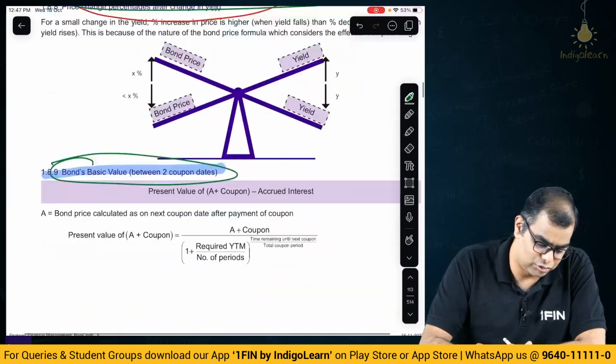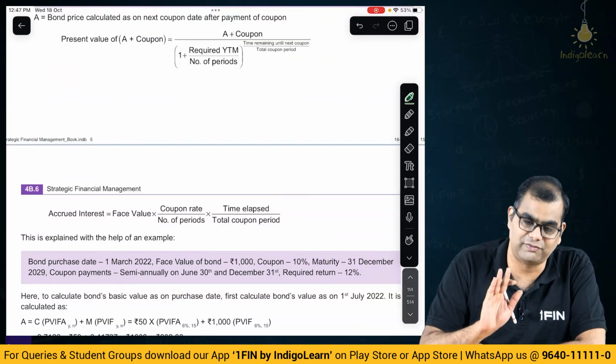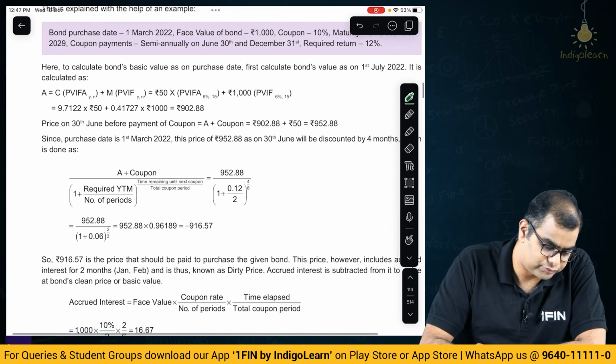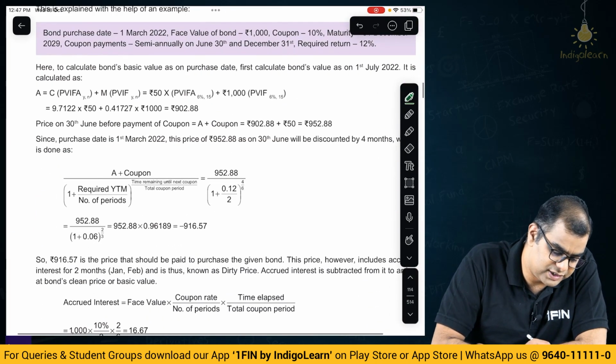Now, let me take you through an example before I actually explain the formula, because I think an example will help understand the formula better. Purchase date of the bond is 1st March.